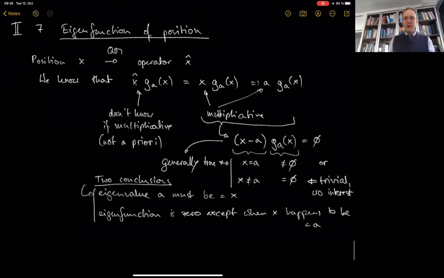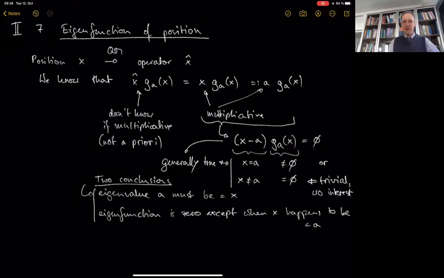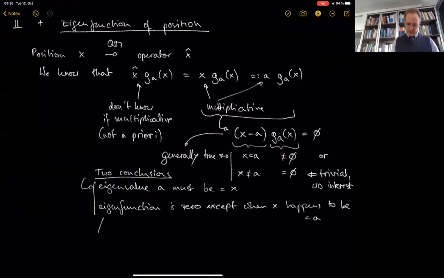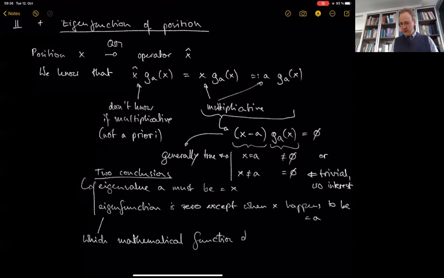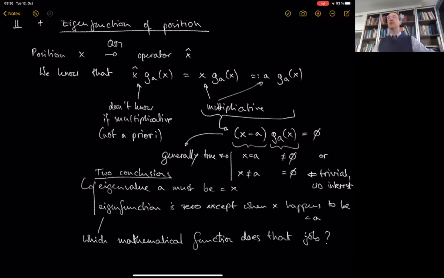Now, what could this function be? Which function does this? It basically switches off everything except when your variable equals some constant or some value. Which mathematical function does that job, if you wish? It's a bit colloquial, but that's basically what we are looking for.